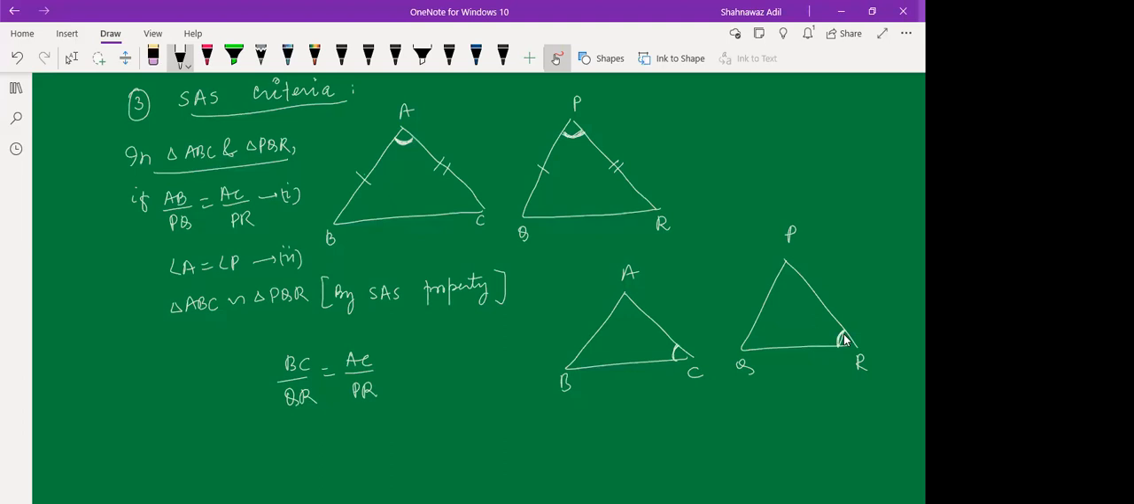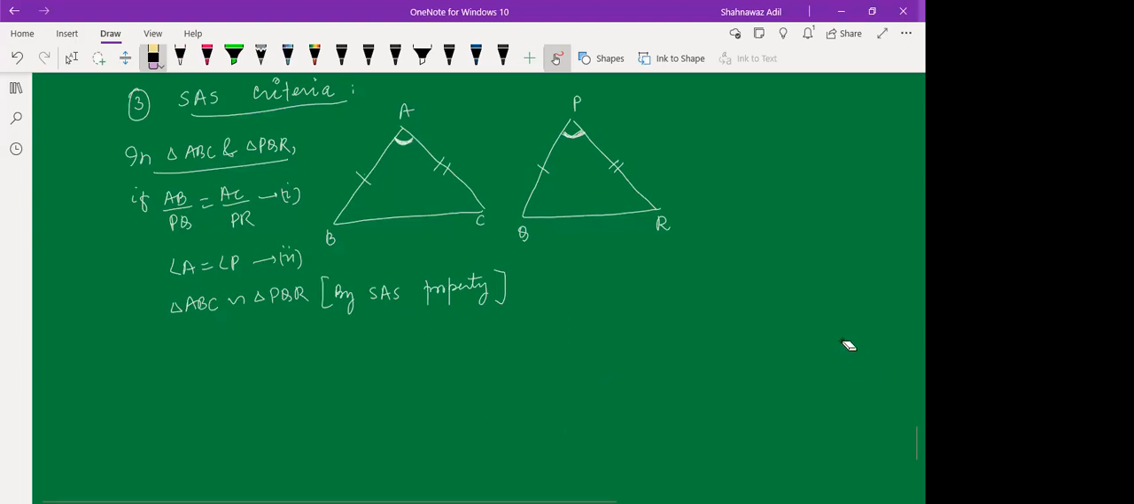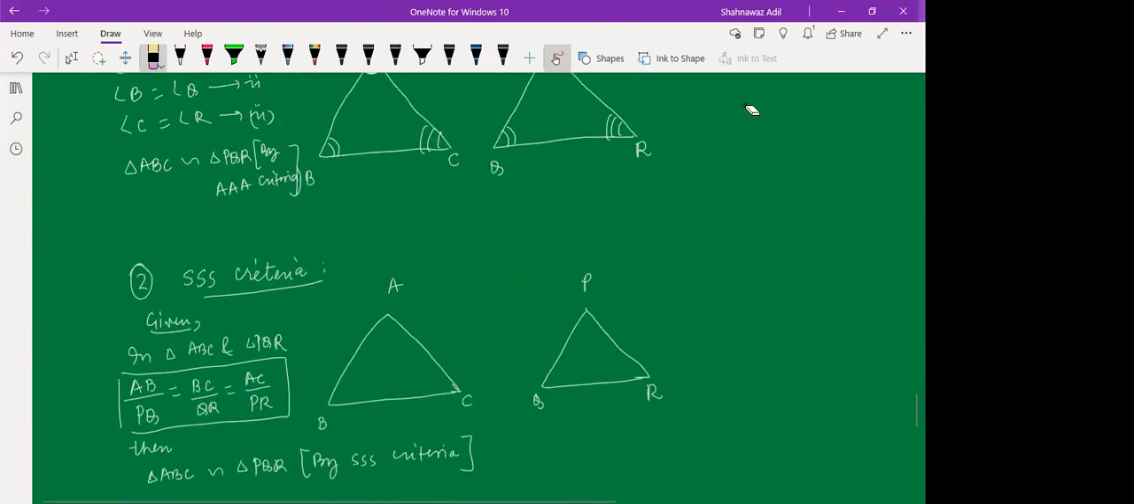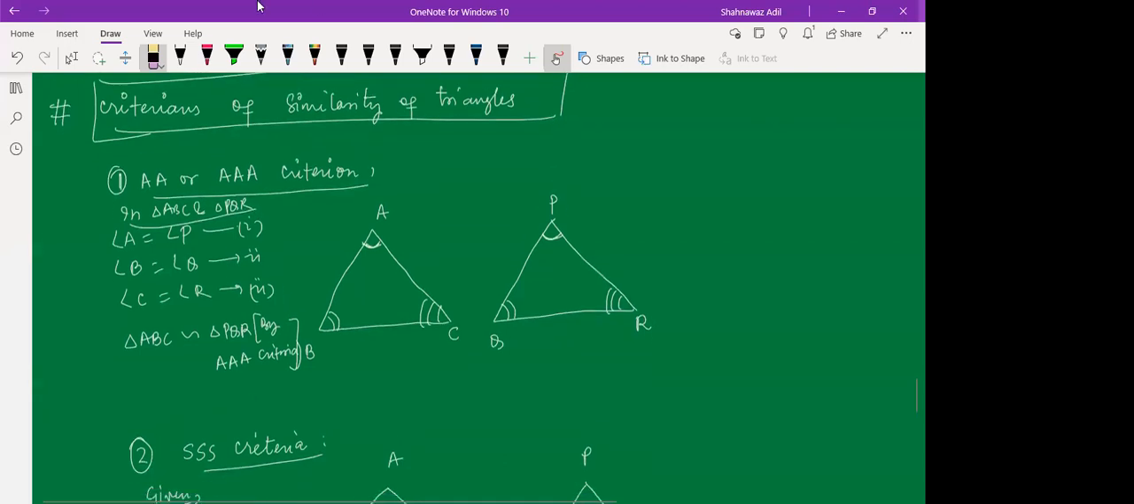So it depends on the sides. If we are using SAS criteria, the angle should be between those sides which are proportional. The angle should not be somewhere else. It is the angle made by those two corresponding sides. So these are the similarity criteria that we will use in this chapter. Please note it down.